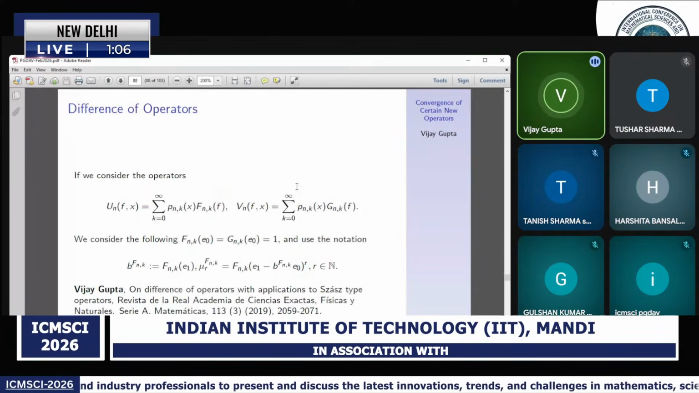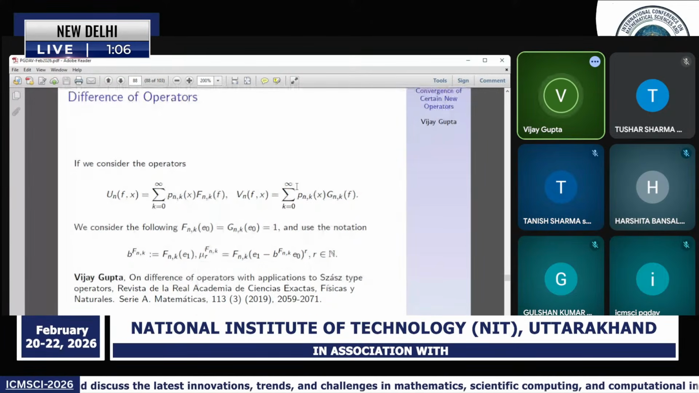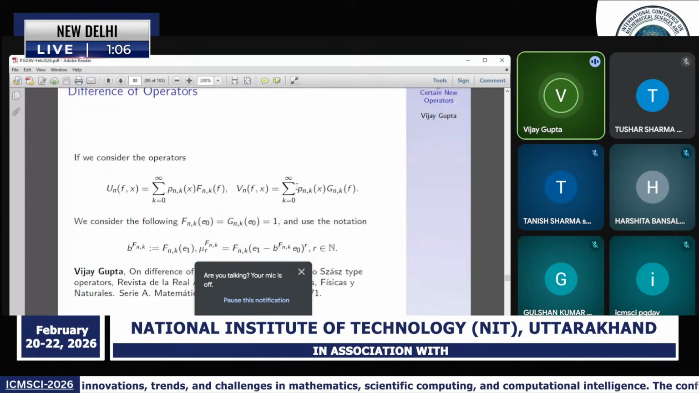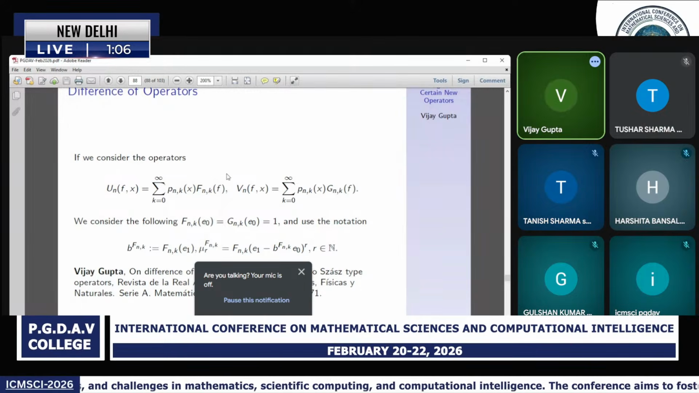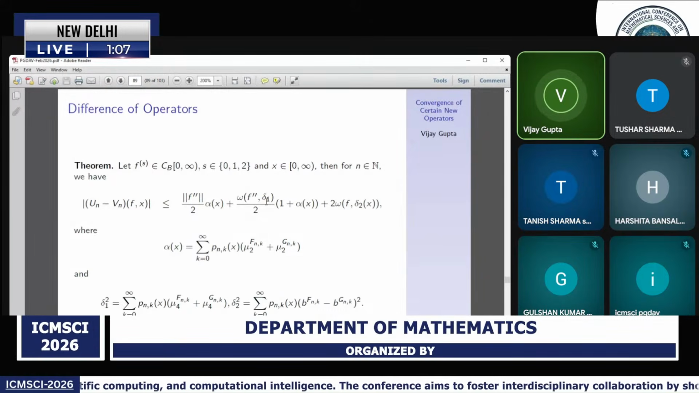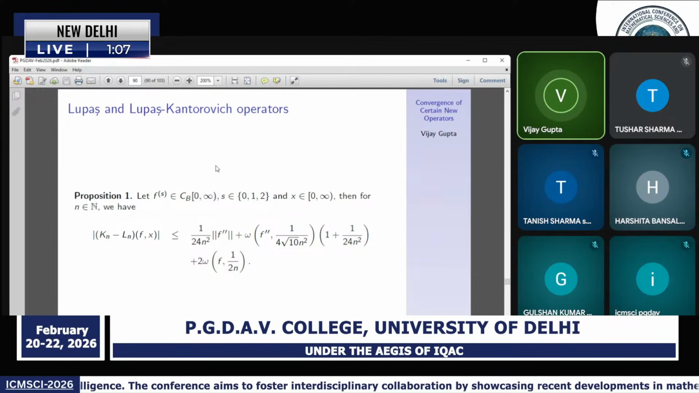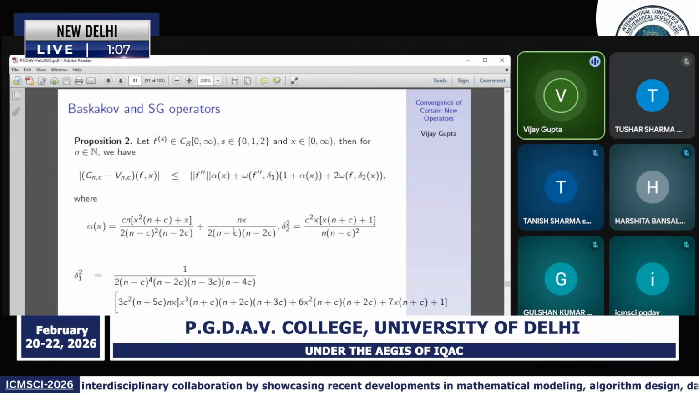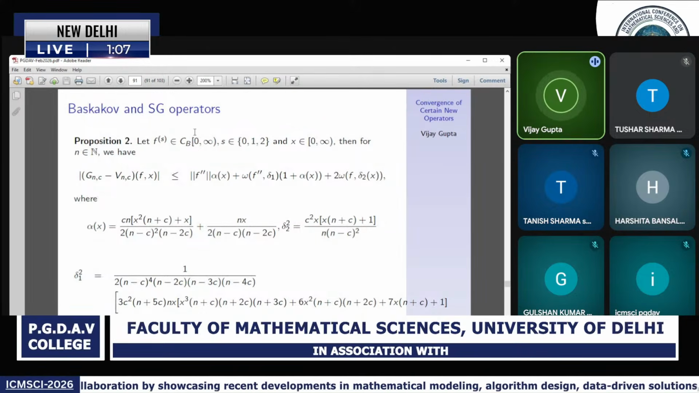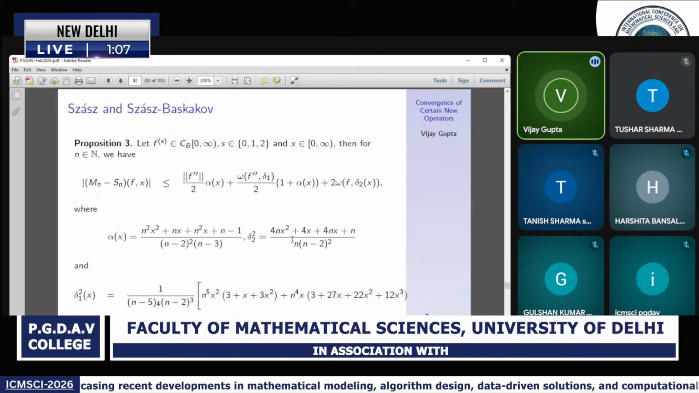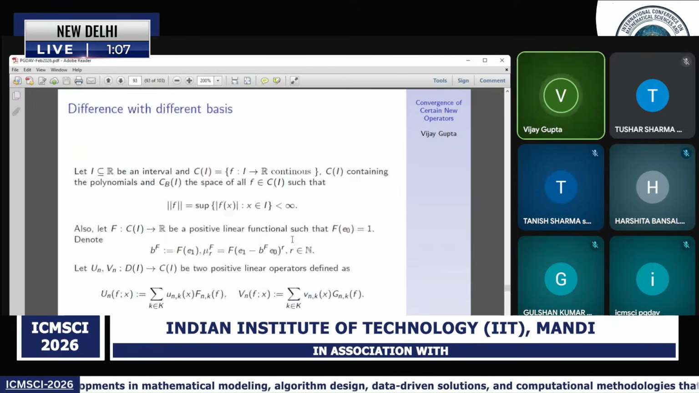So difference estimates we have also considered very recently, in the last 5-6 years. We have obtained the general result for the difference of two operators, Un and Tn, and this is the general result. Based on this general result, we have shown some quantitative estimates for different operators. This is the order of difference between the Lupaș–Kantorovich and Szász operators, and the Zaz and Zaza operators, with different bases.